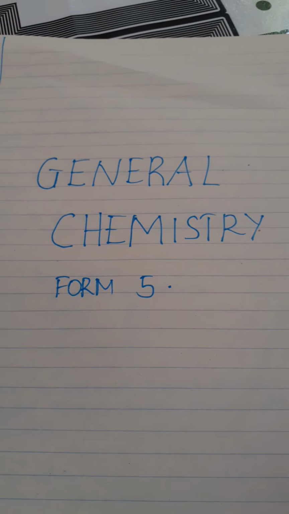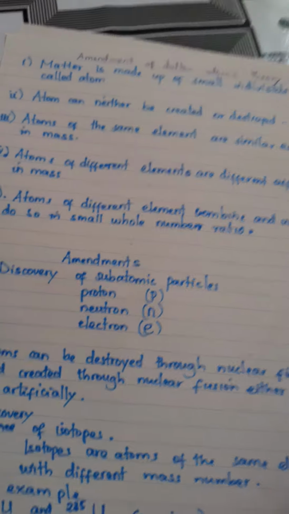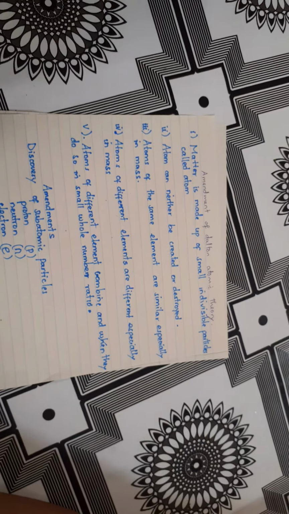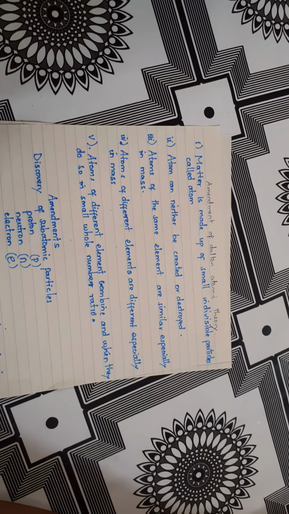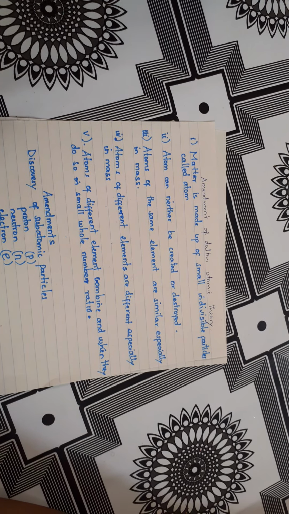And today we're going to still learn about general chemistry at advanced level, specifically Form 5. Let's go. We're going to learn about amendments of Dalton's atomic theory. But before we start, let's just look at the 5 postulates that were put forward by Dalton.